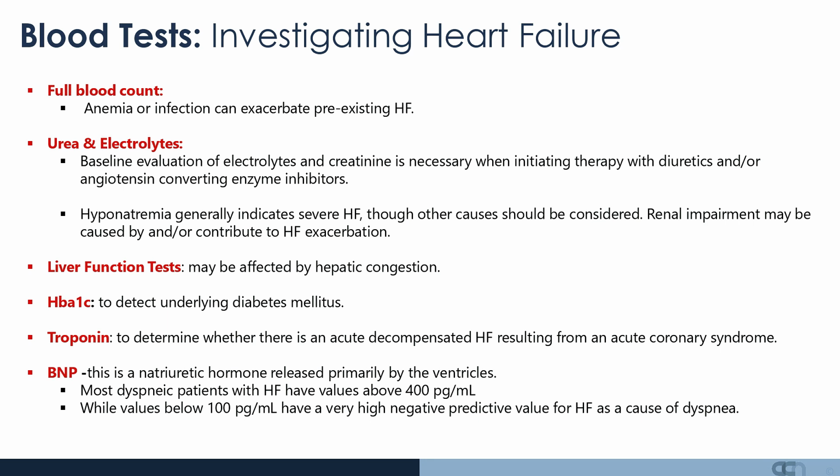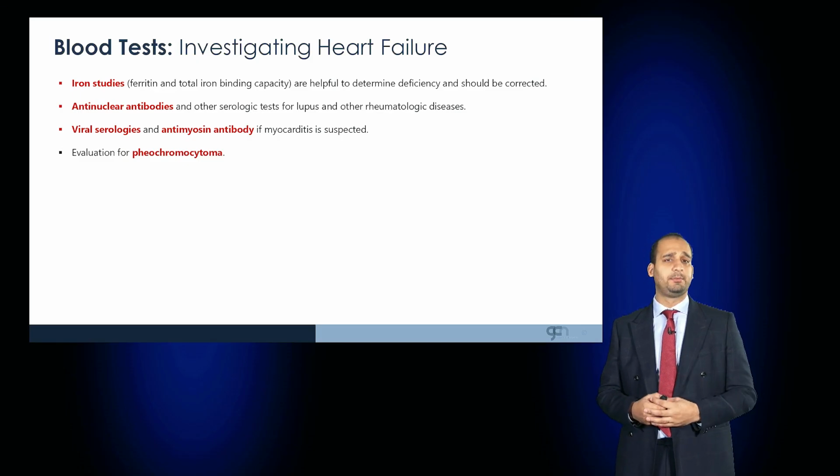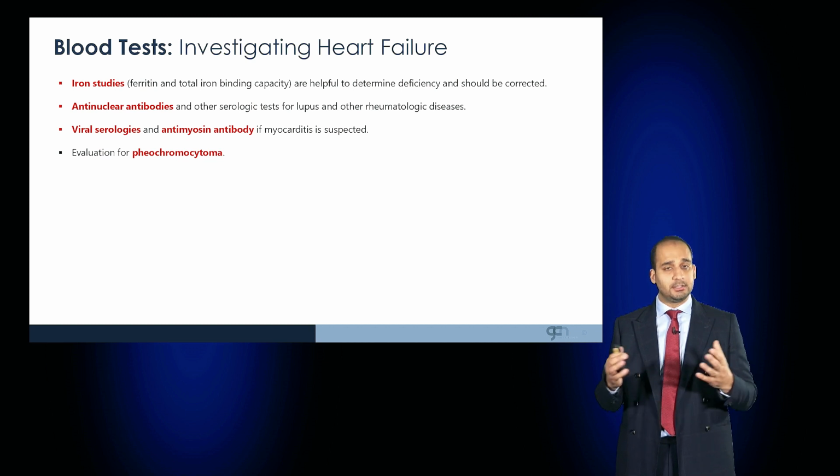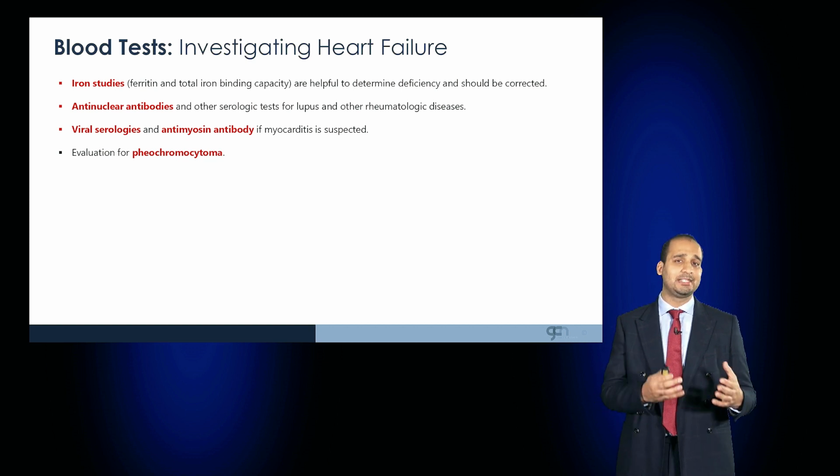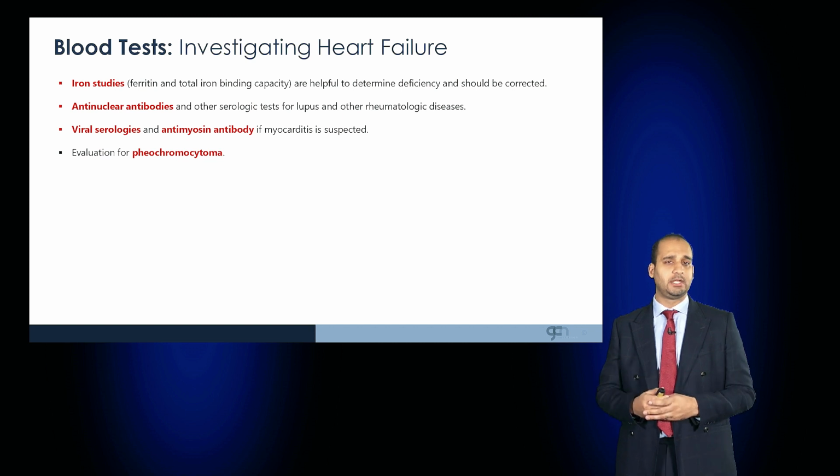An important test is the BNP, or brain natriuretic peptide, and this is a peptide released from the ventricles, and when the levels climb to more than 400, this is diagnostic and highly suggestive of heart failure, whereas values less than 100 picograms per mil have a very high negative predictive value for heart failure as a cause of dyspnea. It's also important to perform some iron studies. Numerous studies have suggested that correcting iron deficiency anemia improves cardiac function.